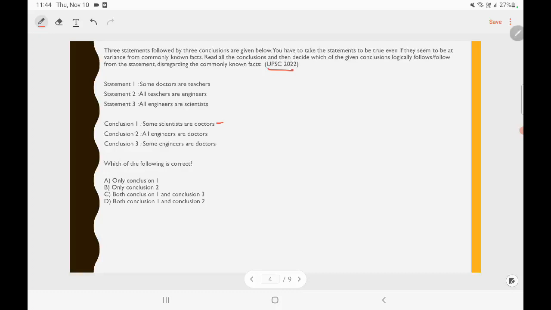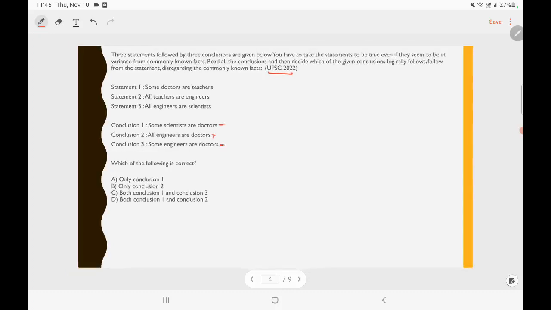Now, all engineers are doctors. This is a little bit extreme, so we can eliminate this one. Some engineers are doctors. Again, it's like conclusion 1. So there is a chance that this can be true or cannot be true. Now here we know that conclusion 2 is wrong. It is the most extreme one. So we will eliminate this one and we can eliminate D as well. So we got two options.